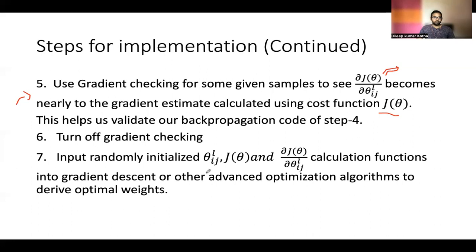Then we input the randomly initialized parameters, initial theta, the code whatever we wrote for doing the cost function, and the derivative function. So these we can input to gradient descent or other advanced optimization algorithms to derive optimal weights.